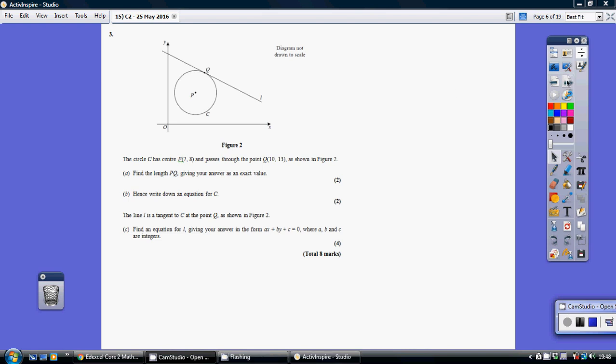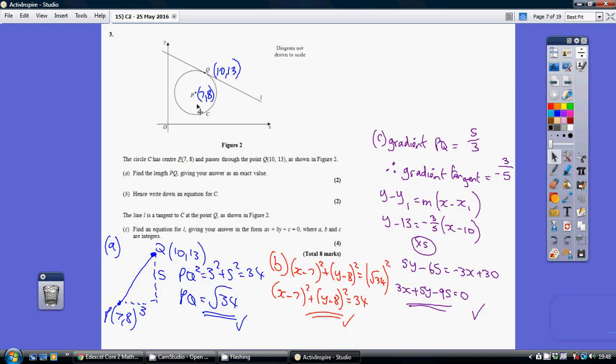Question 3. We're told that the P coordinate is (7, 8) and the Q coordinate is (10, 13), and we're being asked to find the length PQ. So this is purely Pythagoras. The length of the base from 7 to 10 is 3. The height is from 8 to 13, which is 5. So just Pythagoras: PQ squared equals 3 squared plus 5 squared, so PQ equals the square root of 34. They ask for an exact value, so you've got to give it in surd form.